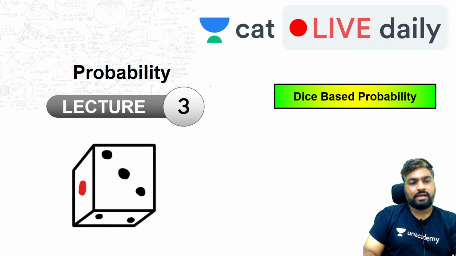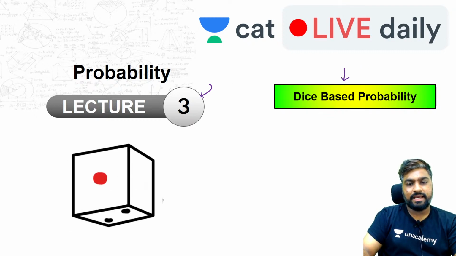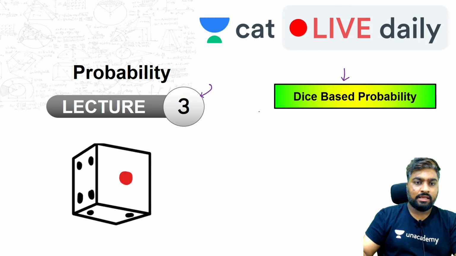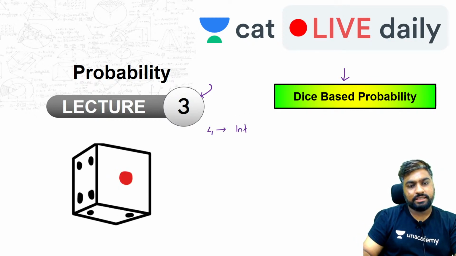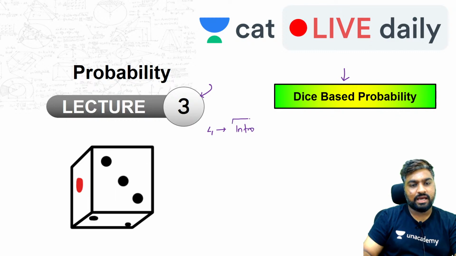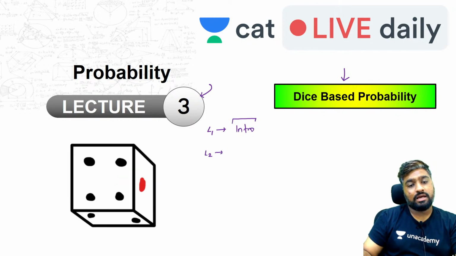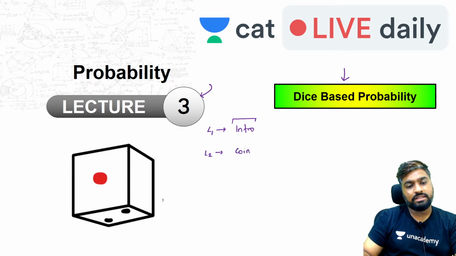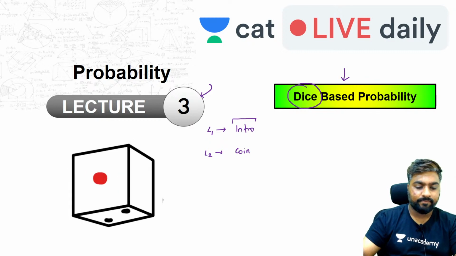Today we're going to look at the third lecture of probability, where we'll be discussing dice-based probability. So far, in the first lecture we had looked at probability's introduction, different kinds of events, and different scenarios. Yesterday we had looked at coin-based probability, and today we are going to talk about dice-based probability.